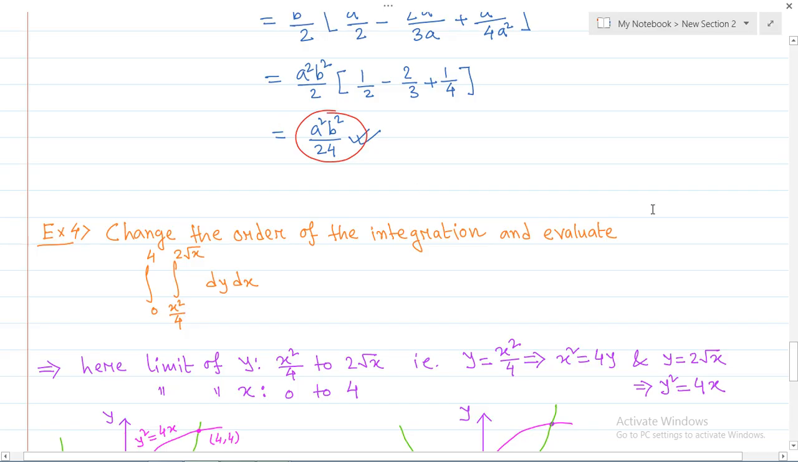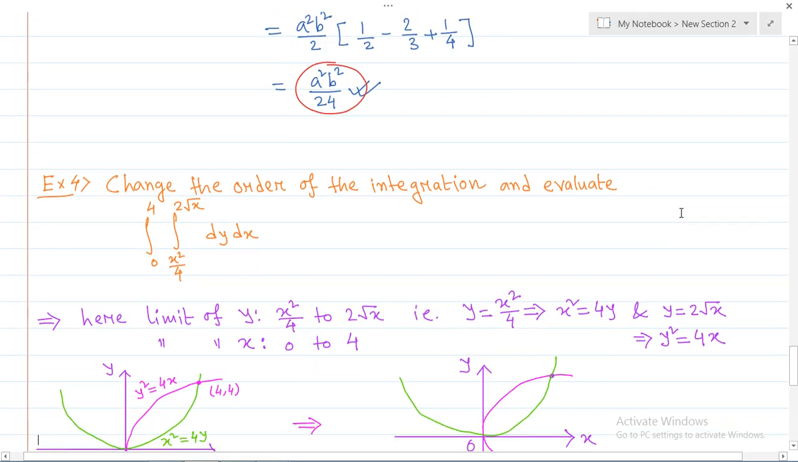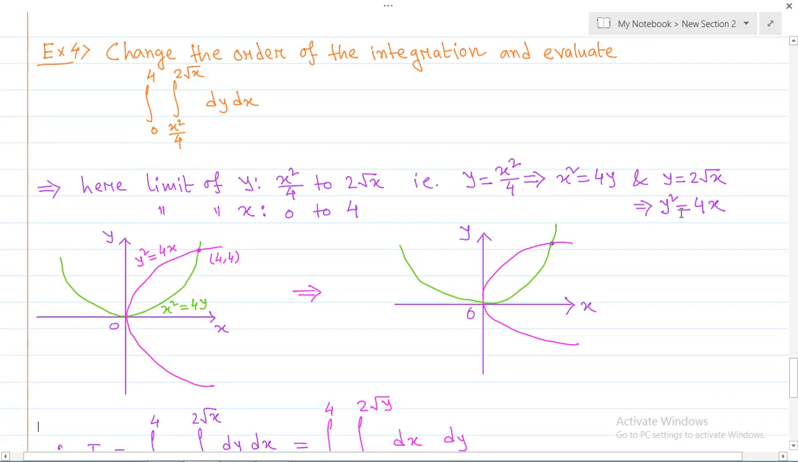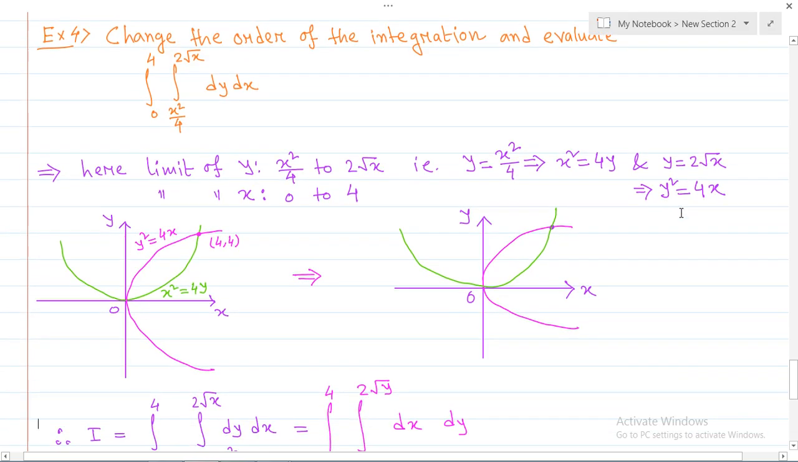Now let us come to the next and the last problem of this whole lecture. It is the same type of problem, that is, we have to change the order of the integration and thereafter evaluate this integration, 0 to 4, x square by 4 to 2 root over of x, dy dx. First this is the limit of y, and the x limit is 0 to 4, that we have to write down here: y equals x square by 4 to 2 root over of x.